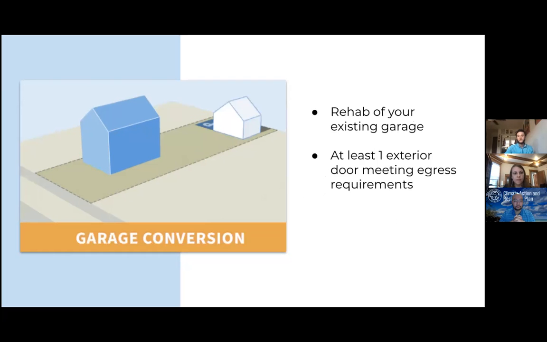Great. The next type is a garage conversion, which is a rehabilitation of your existing garage into a livable space. So this new dwelling unit has to have at least one exterior door that meets egress requirements. It has to meet all building energy and fire code requirements, such as minimum insulation standards, which your garage might not necessarily be equipped with as of right now.